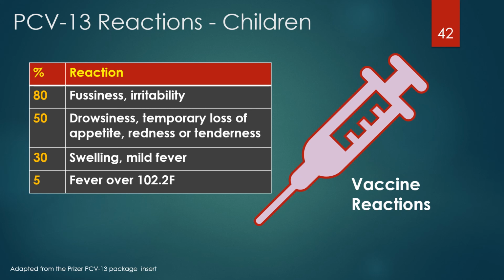This slide just lists some common reactions for PCV13 vaccination in children. Up to about 8 out of every 10 had some fussiness and irritability. About half had some drowsiness, temporary loss of appetite, redness or tenderness at the vaccination site. 30% had local swelling, mild fever, and 5% had a fever of over 102.2 degrees Fahrenheit.